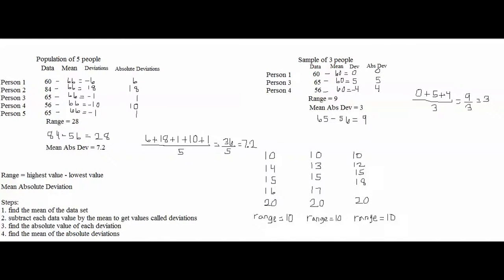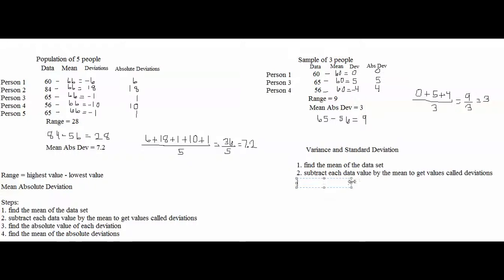I'm going to show you how to calculate two other measures of dispersion called the variance and standard deviation. And to find the variance and standard deviation, you have to actually find squared deviations. And before I show you how to find squared deviations, I'll write out the steps for the variance and standard deviation. Step 1, well actually step 1 and 2 are the same, so I'll just copy and paste them. Step 3 is squaring each deviation, instead of finding the absolute value of each deviation.